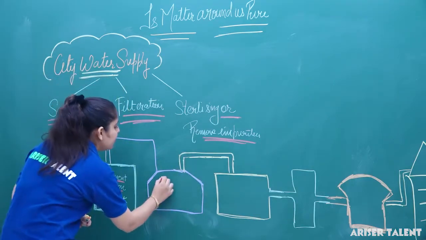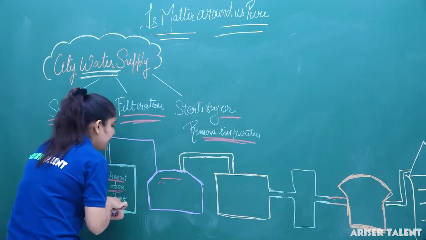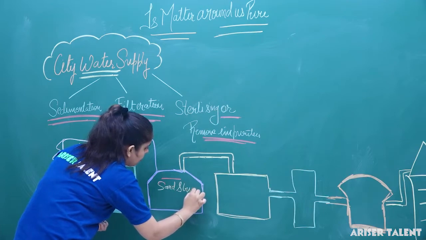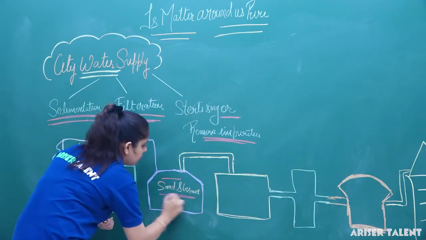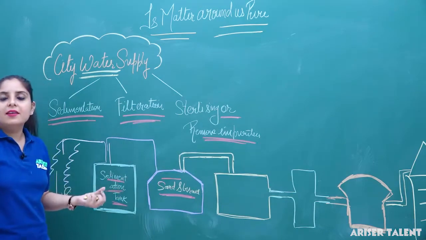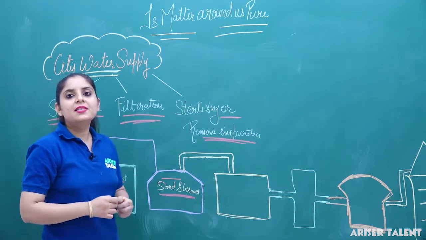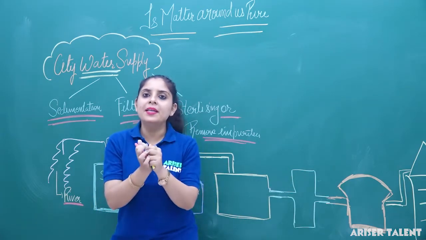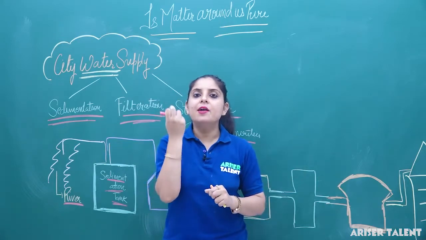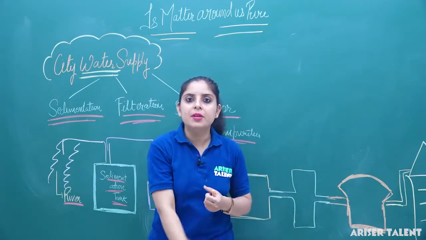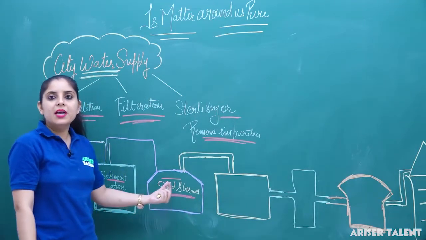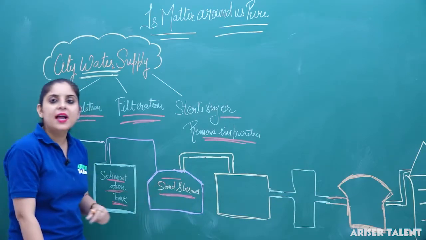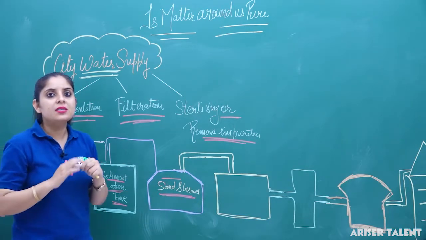So this section is our sand and gravel. What this sand and gravel does is remove the rest of the impurities which are present in the water. The bigger particles you have removed by sedimentation, and the leftover parts which are very small in size can be removed by sand and gravel, because they are doing the second step, which is known as filtration.